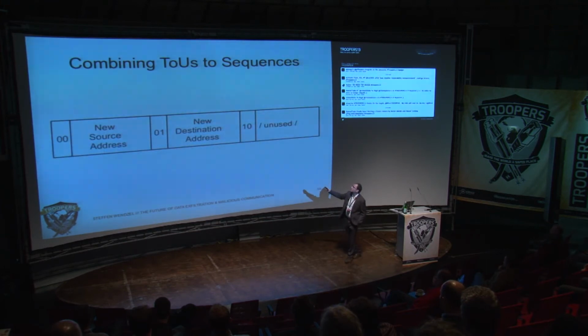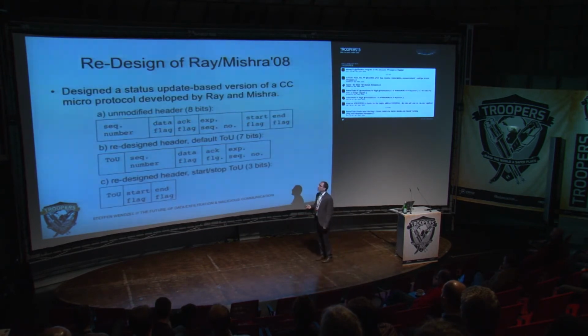I can combine them to sequences in one packet if I have enough space. And to show that it's really efficient, we redesigned the already efficient 8-bit microprotocol from Ray and Mishra. I split the header in two subheaders. The first thing is here the TOU bit, type of update bit. I extracted the start and stop flag for the transaction to start and to end the transaction and put it in a separate header. So I only need to transfer 7 bits instead of 8 bits in nearly all cases.